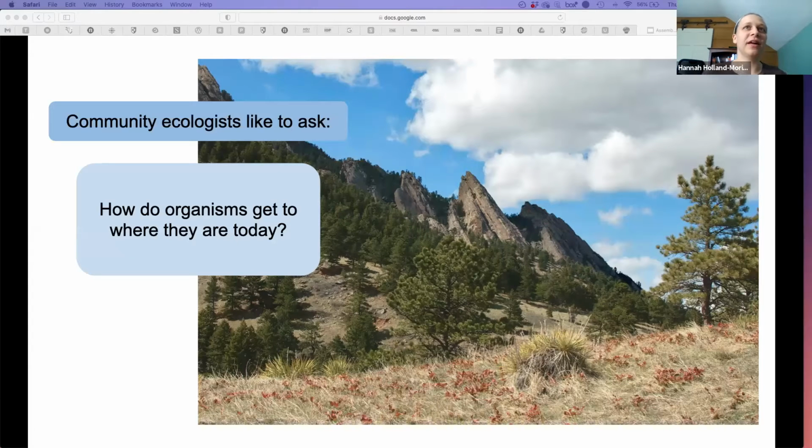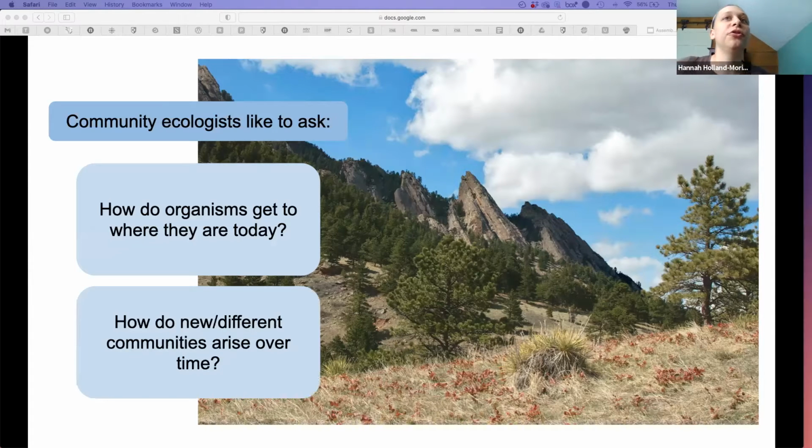Community ecologists really like to ask things like, how do organisms get to where they are today? Next slide. And also, how do new and different communities arise over time? And if these sound very familiar to some questions that Matt raised yesterday, it's because, in fact, we do a lot of the same things population geneticists think about, but at the community level as opposed to the population level.